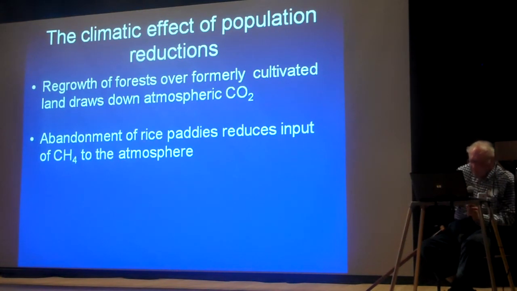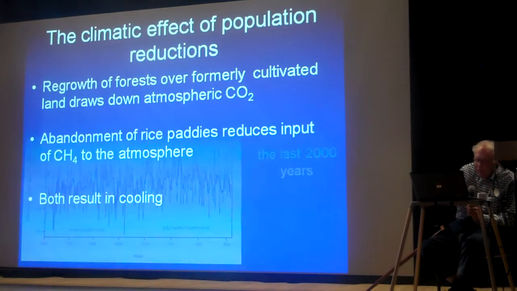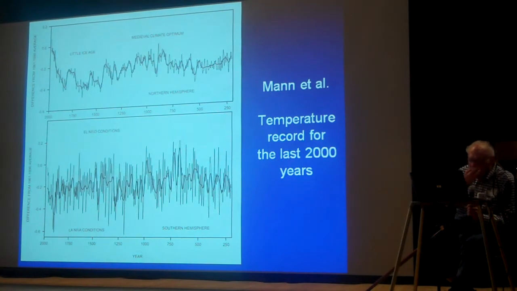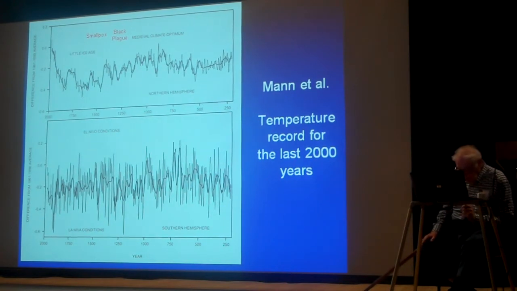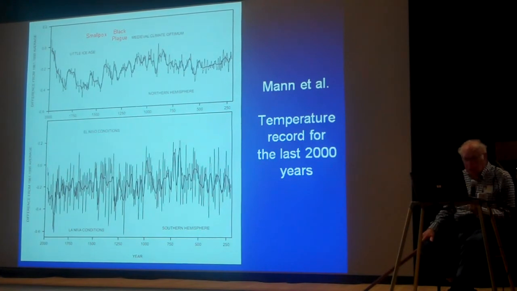Pardon me again. And the abandonment of rice paddies reduces the amount of CH4 into the atmosphere. Both result in cooling. Now here are diagrams that show you the northern hemisphere and the southern hemisphere. And the northern hemisphere, this is for the past 1,800 years. And you'll notice we have a thing called the medieval climate optimum. Then things declined after the Black Plague and the smallpox epidemic. And we had in the northern hemisphere what's called the Little Ice Age.